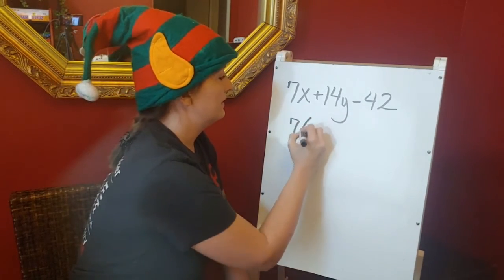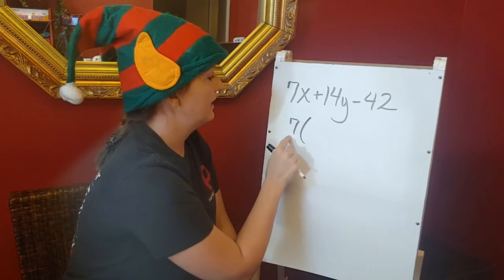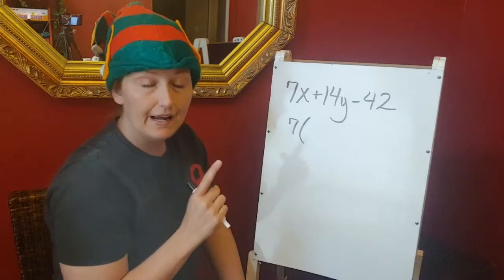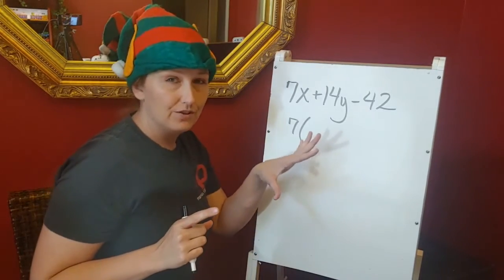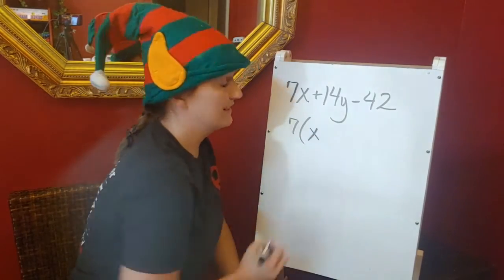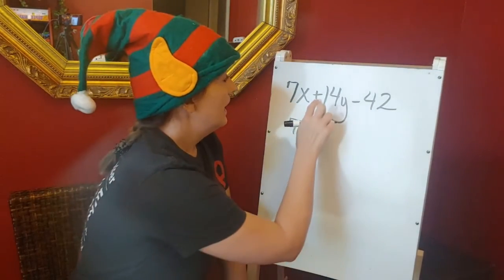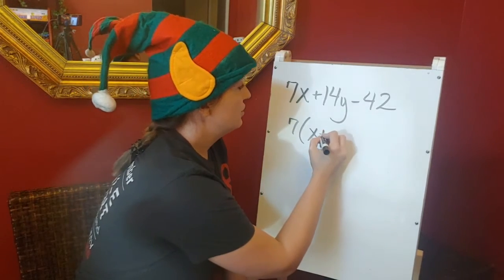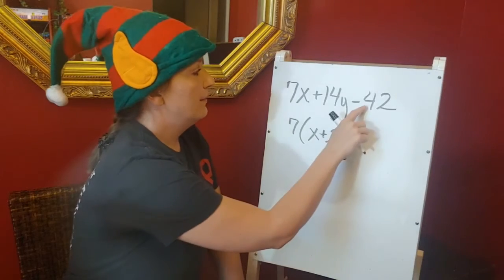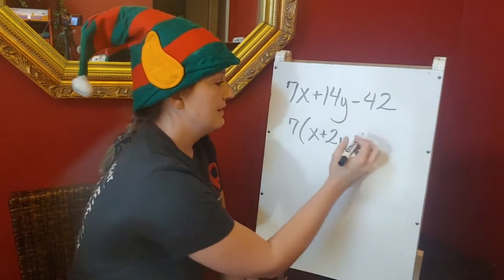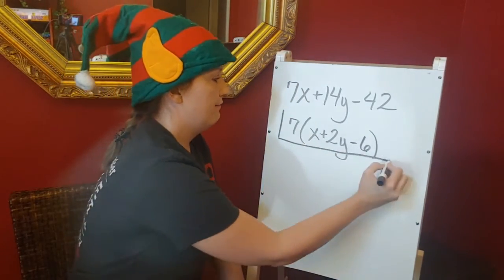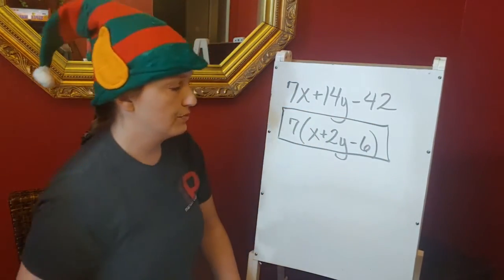I'm going to pull that 7 out here. 7 divided by 7 is just 1. And I'm left with that x. So I have a 1x. Now in the last problem we actually wrote down 1x. We don't have to write the 1. We can just put x. It's understood to be there. 14 divided by 7 is 2. And my variable y. Negative 42 divided by 7 is 6. And so this is my factored expression.